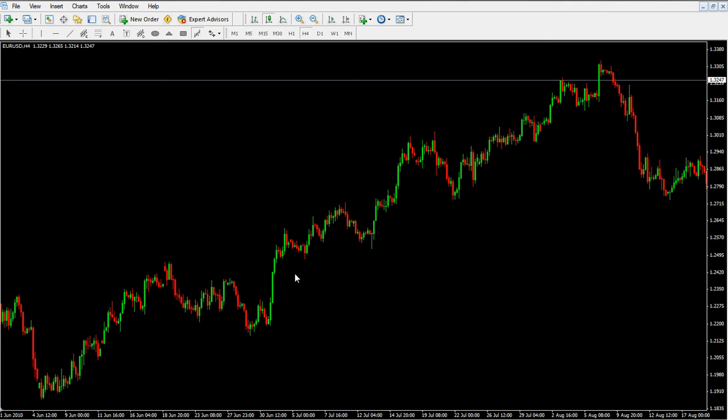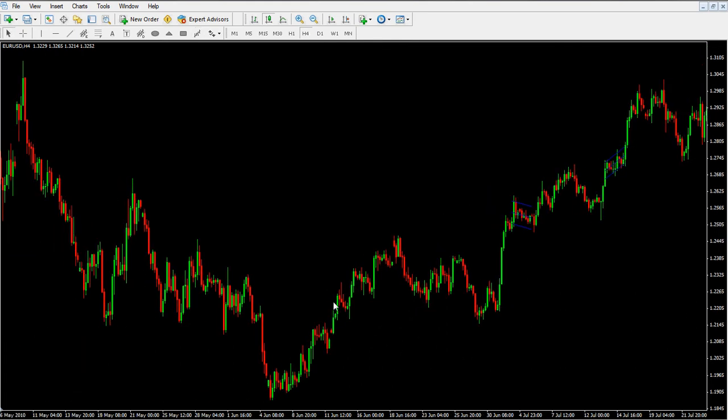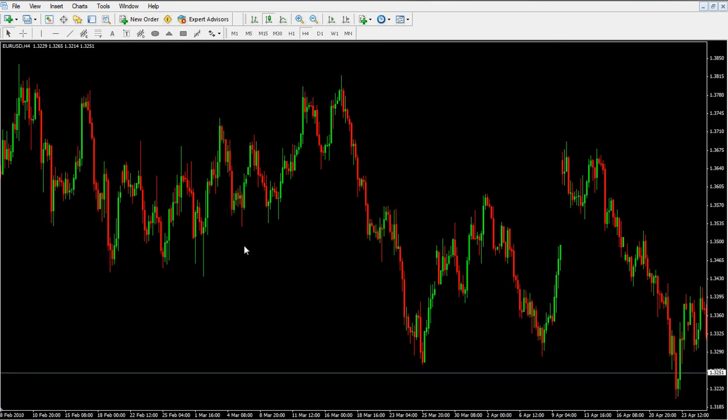Some of the flags and pennants will be small and regular, like this one I'm trying to match with the point, and some of them will be small and irregular. That kind of behavior is alright as well, but it is really more simple to find those regulars and to use them in the market.